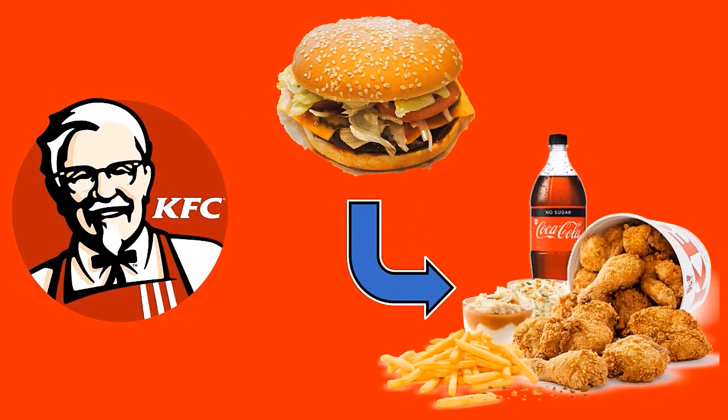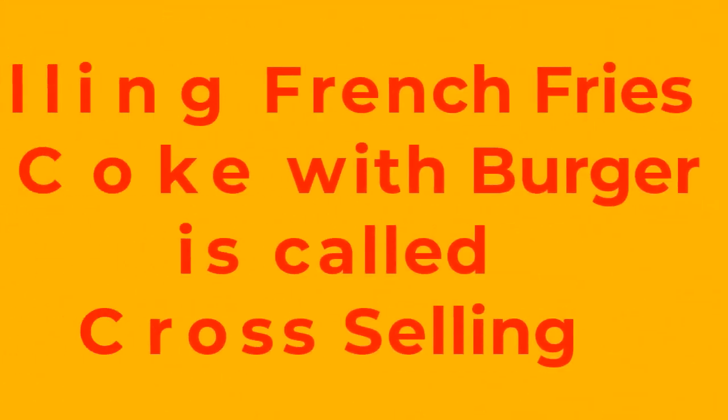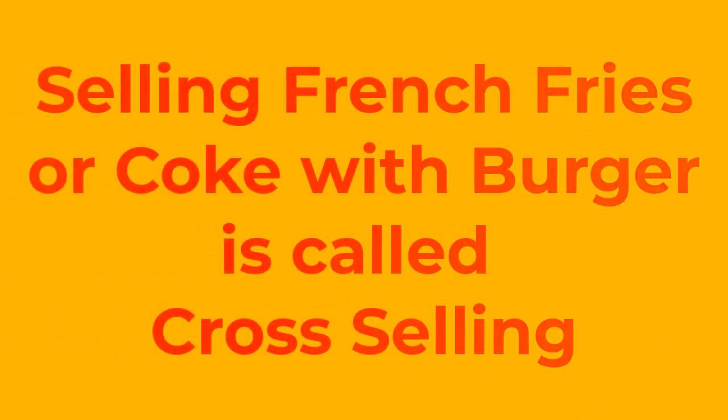So friends, let us understand this with one more small example. In this example, let us consider that the customer is visiting KFC or McD and he is buying a burger in KFC. Here, the sales associate may suggest French fries or a Coke with the burger. This sales technique is called cross-selling. That is, selling of Coke or French fries with a burger is called cross-selling.